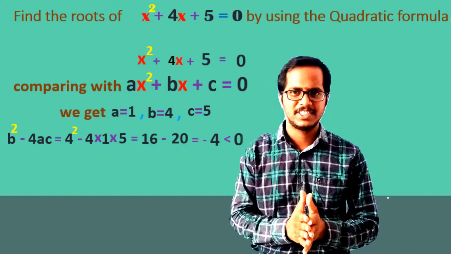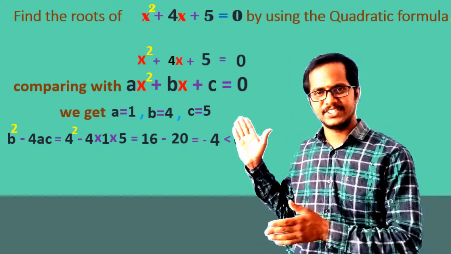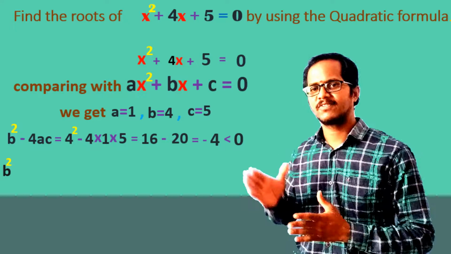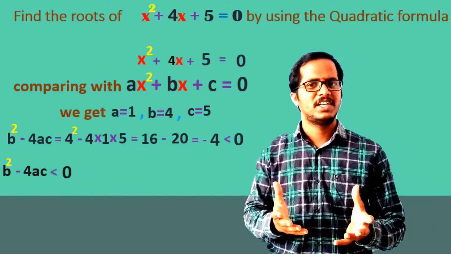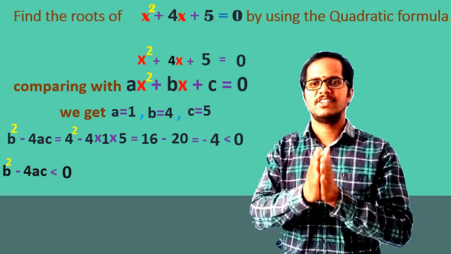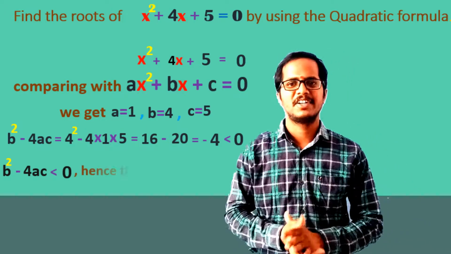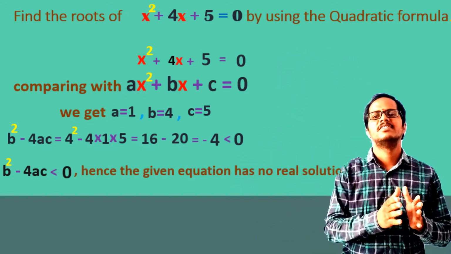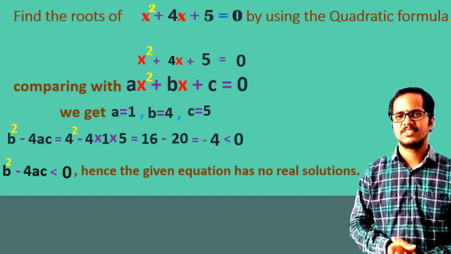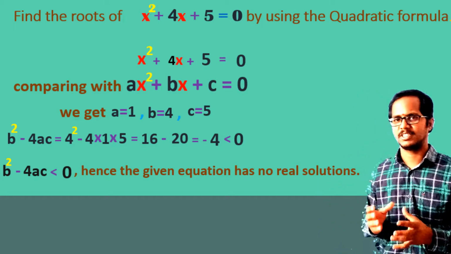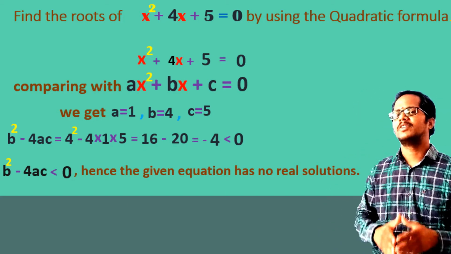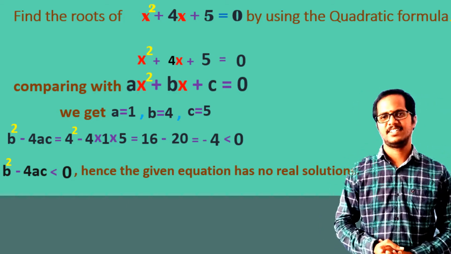And here minus 4 is a negative value. That means it is less than 0. So here we get the b square minus 4ac value is less than 0. And we know that if b square minus 4ac value is less than 0, then the given quadratic equation does not have real solutions. So hence in this situation, the given quadratic equation, that is x square plus 4x plus 5 equals 0, does not have any real solutions.